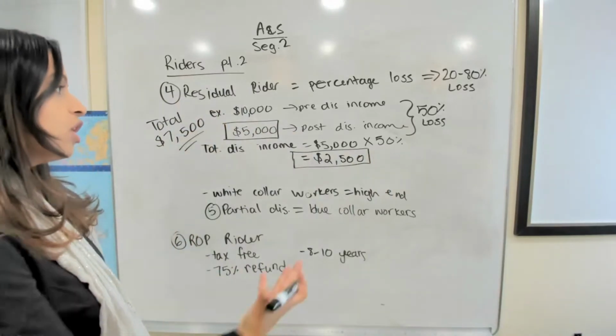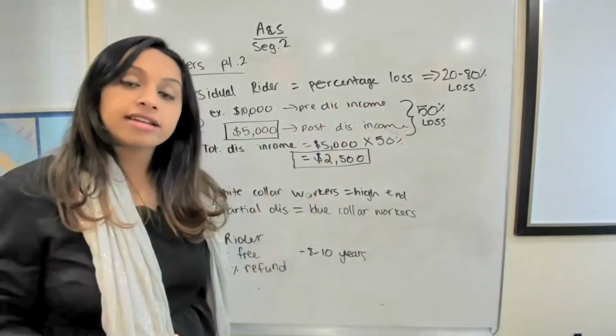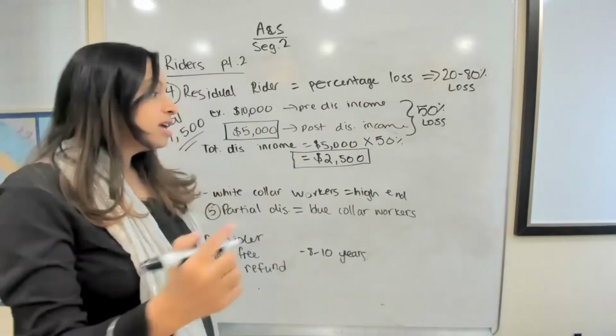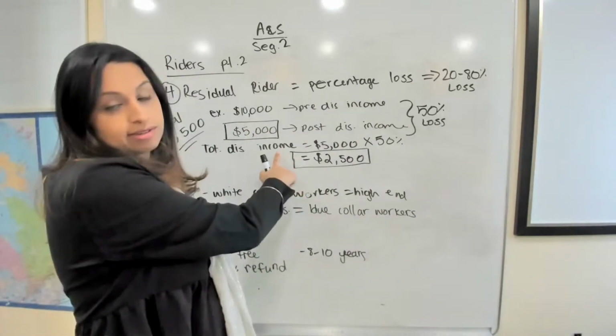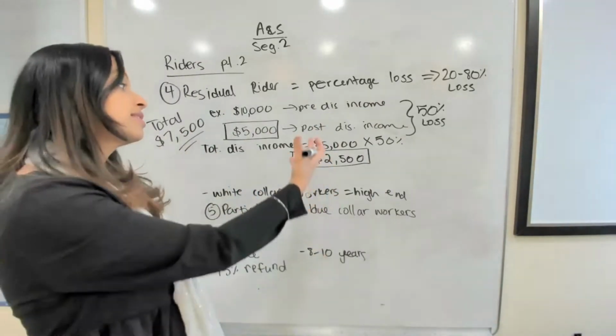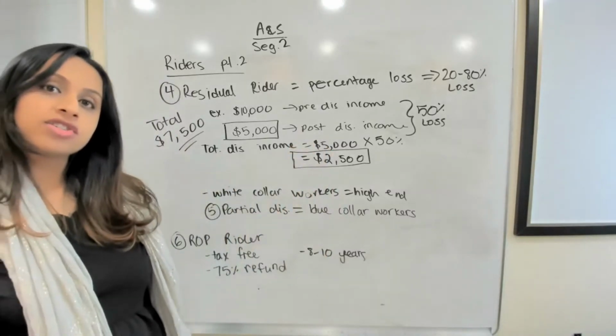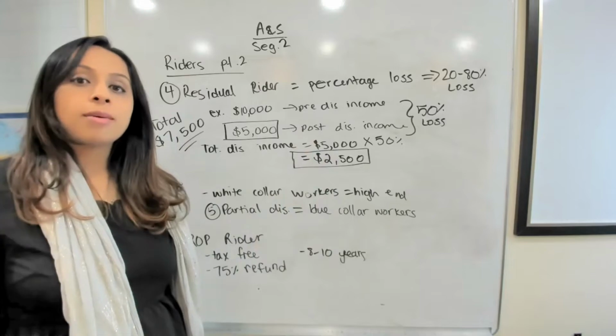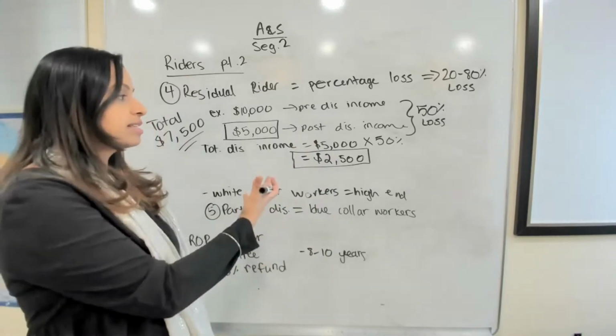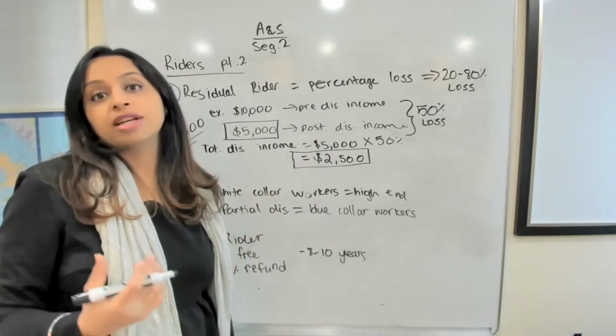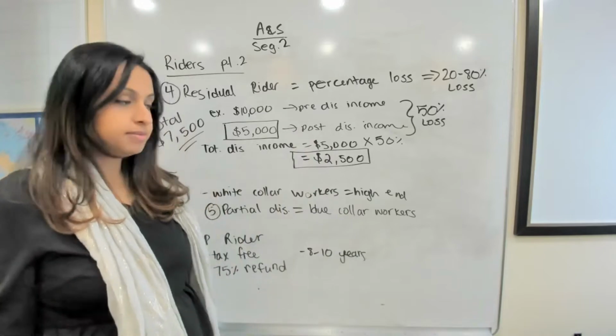Okay, so it depends on how much loss he had. If he had a 60% loss, he would be getting 60% of this. If he had a 70% loss, he would get 70% of whatever the total is, right? So this is why the percentage is important. We have to figure out how much of a loss he had, and then that's the percentage he would get from the total disability.